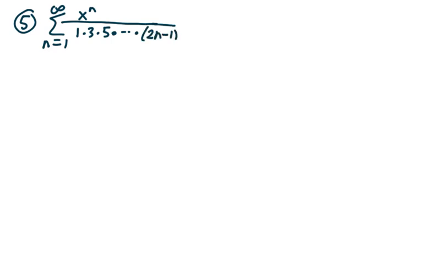Same directions on number 5. Suppose we have the summation from n equals 1 to infinity of x^n divided by 1 times 3 times 5 all the way through until 2n minus 1. Okay? And again, we're going to apply the ratio test here.